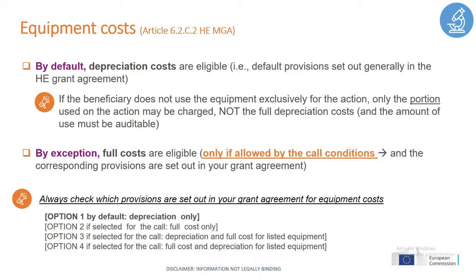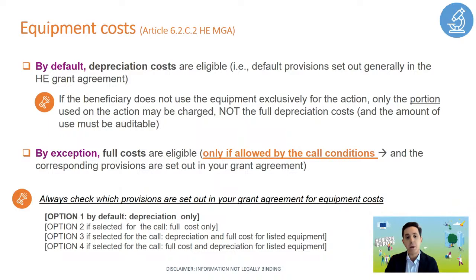The depreciation cost can be claimed in full if the equipment is used exclusively for the action, but if it's not used only for that action, then we have to measure the depreciation. You have to calculate the portion of the depreciation cost used for that specific action. And this amount, this measure, has to be auditable.